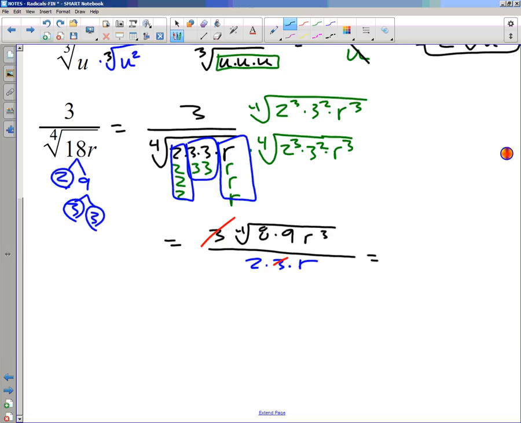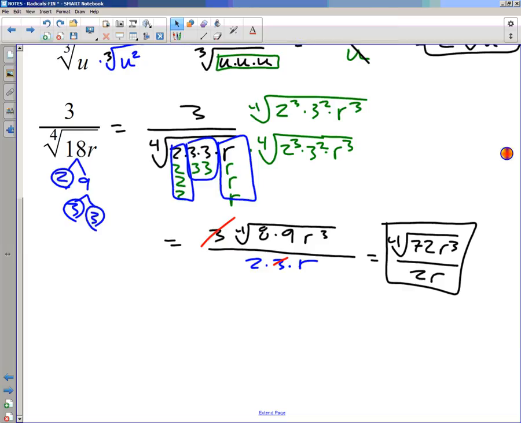So, all told on the top, we've got a 4th root. Left over inside, 8 times 9 is 72. We've got an r cubed in there. On the bottom, we've got a 2 and an r left over. And that's it right there. If you're not convinced, you can go ahead and do a factor tree on 72, but you're not going to find anything that'll come out of it. So that's your final answer.